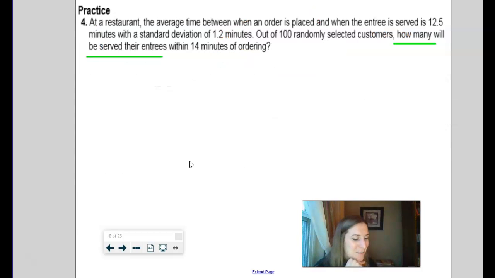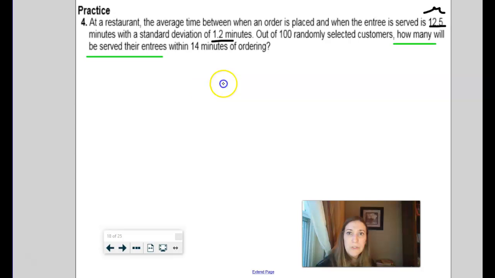All right, so let's talk about this example here. I think we can all understand that the stuff on the calculator is kind of awesome, and knowing that we don't have to change to Z-scores is kind of nice. Maybe on this question, I'll do it 2 ways, and then maybe I'll stop. At a restaurant, the average ticket time, and so on. Here's the mean, standard deviation of 1.2, and your sample size is 100. They want to know within 14 minutes of ordering, so 14 minutes or less, right?